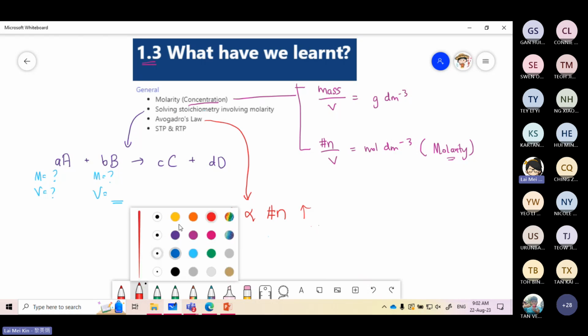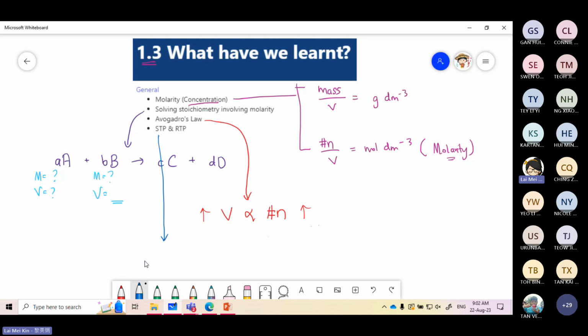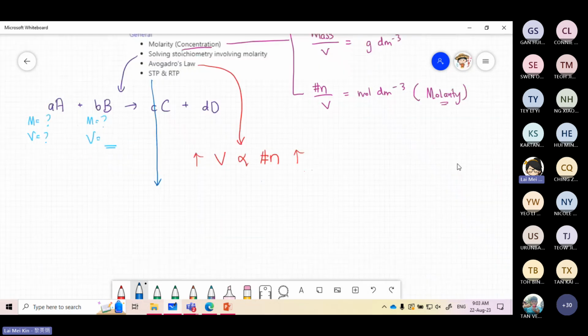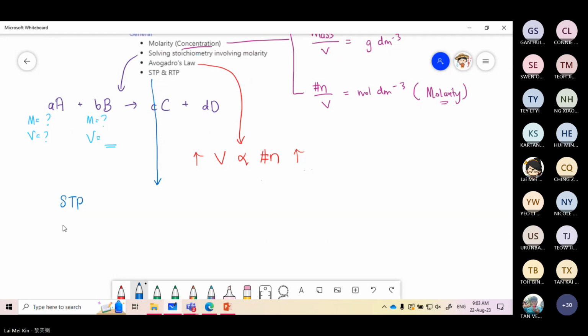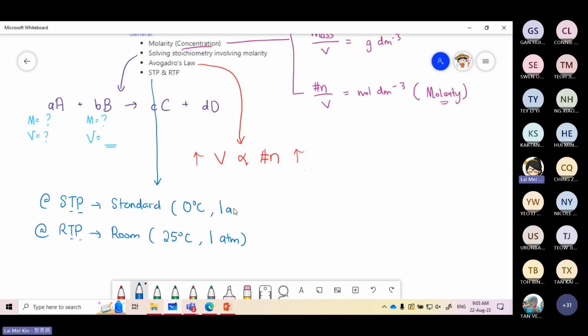And lastly, we learned 2 new conditions. We have STP and RTP. What is STP? What is RTP? STP is standard temperature and pressure, and RTP is room temperature and pressure. What is the room temperature and pressure? 25 degrees Celsius, 1 atm. 1 atmosphere. Atm is the unit for pressure. What about standard temperature? Very good, 0 degrees Celsius, 1 atm.